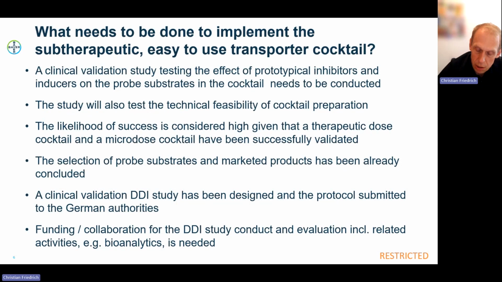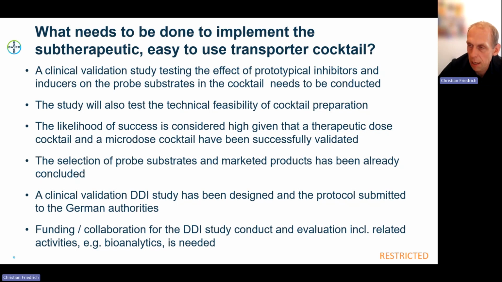So a clinical validation study is needed. As you have seen it was done for the Boehringer cocktail, it was done for the Merck cocktail, and what you there typically do is you test the effect of prototypical inhibitors and inducers on the probe substrates that are in the cocktail, and show that the effect is of the same magnitude as you would expect at full doses. This validation study for the subtherapeutic cocktail will also test the technical feasibility of cocktail preparation.